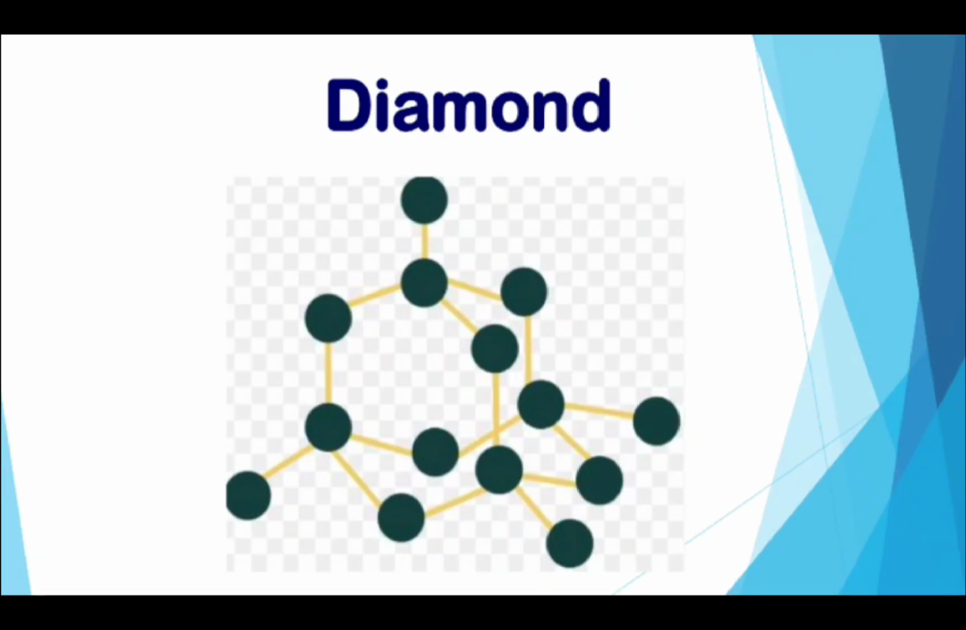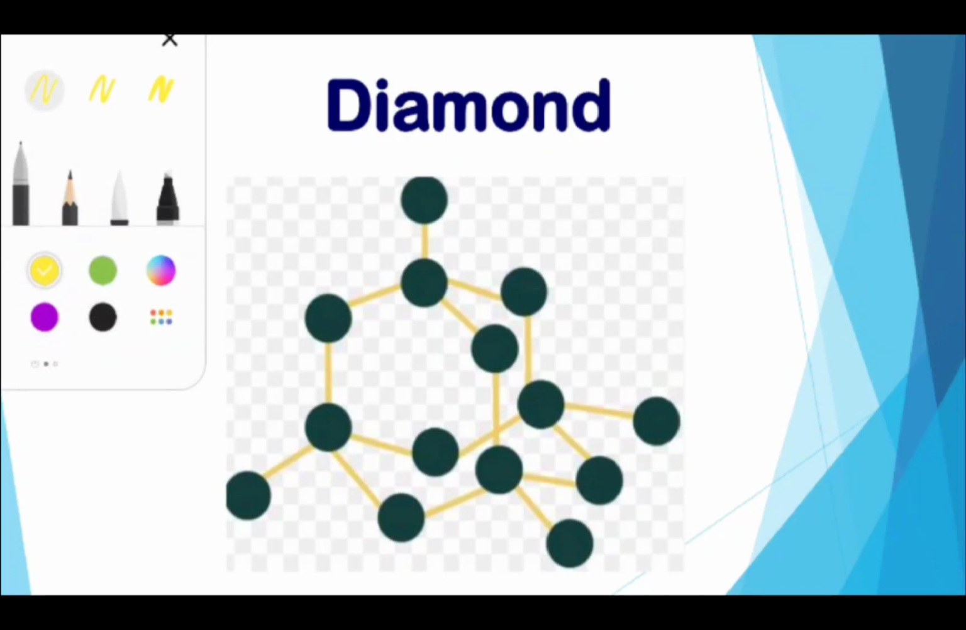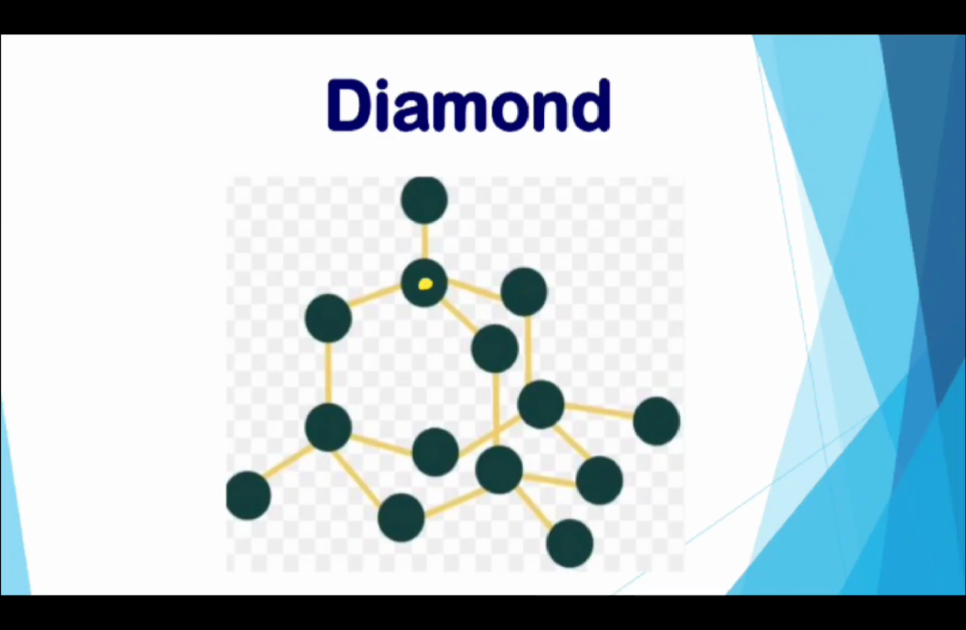So the carbon atoms in diamond form a real giant structure. Each carbon atom forms 4 strong covalent bonds. What do you understand by that? Now see, look at this one. Look at this carbon atom. There is a bond with this one.